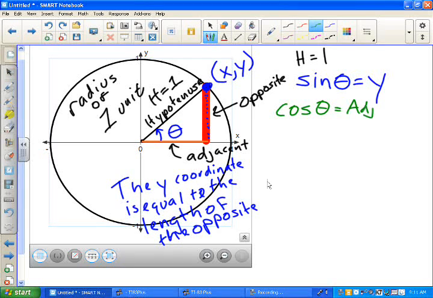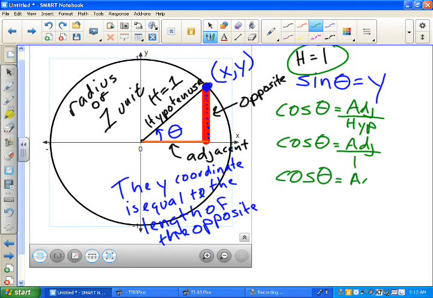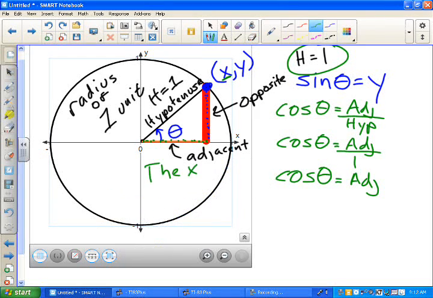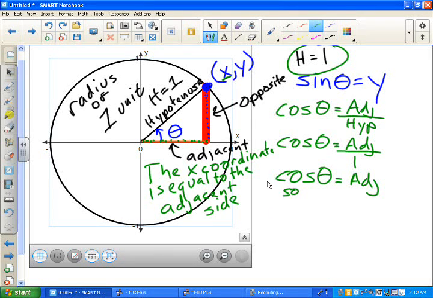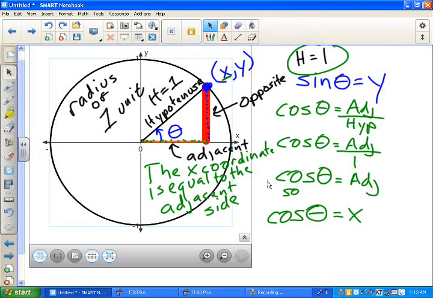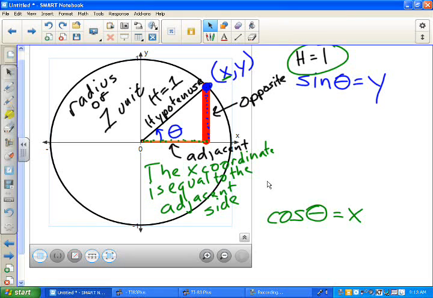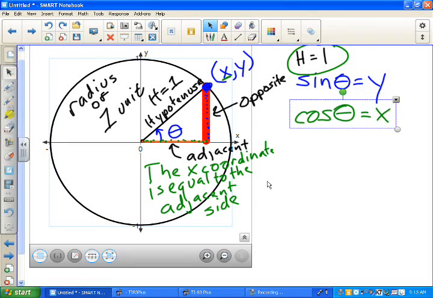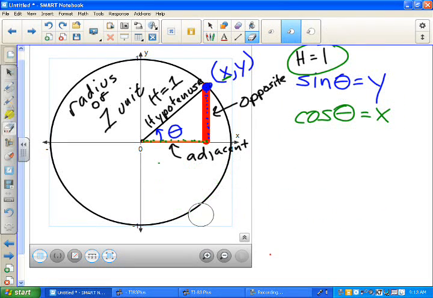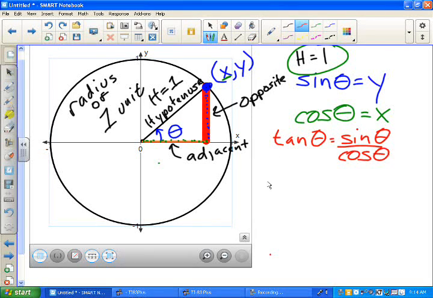Likewise, for cosine, adjacent over the hypotenuse, cosine equals adjacent. Again, we look and notice that in this case, the x-coordinate is equal to the length of the adjacent side. In other words, cosine of theta on the unit circle will always equal the x value of the circle. So with that in mind, we now have that sine of theta is equal to y and cosine of theta is equal to x for any point on the unit circle.